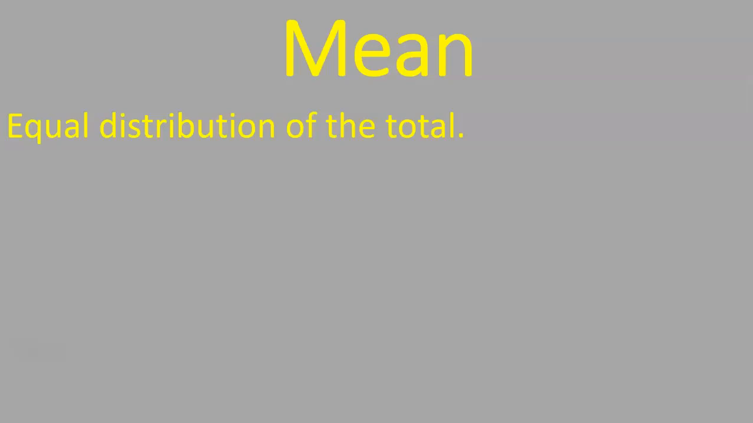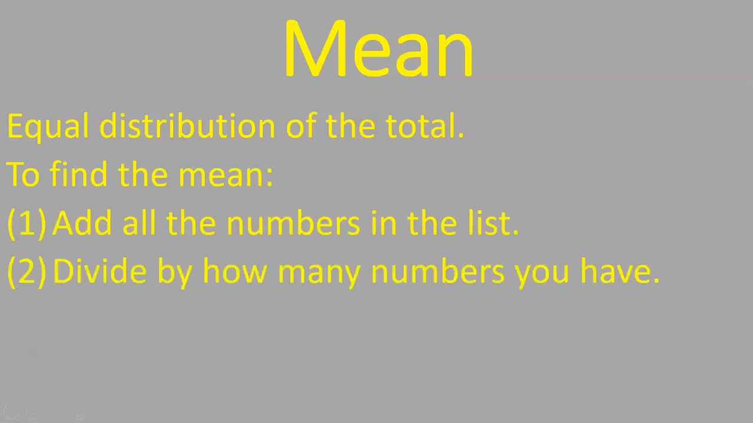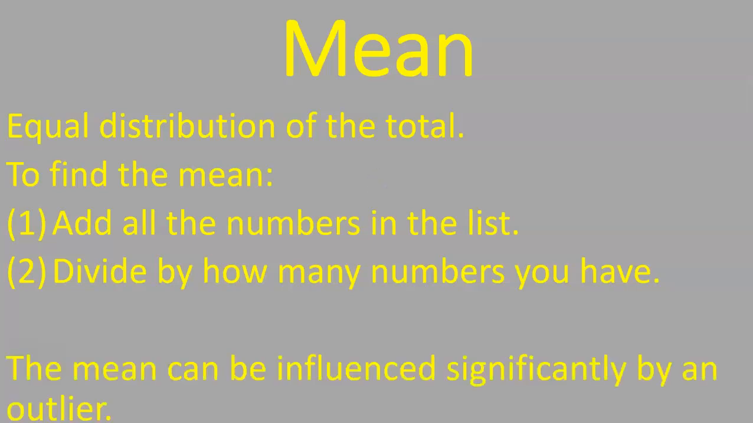It would be as if every entry had the same amount or were made to be the same amount. Okay, to find it, you simply add all the numbers in your list and divide by how many numbers you have. Okay, the mean can be influenced significantly by an outlier, which is a number which is significantly greater or less than most numbers. Okay, so as an example here, we have 4 numbers.